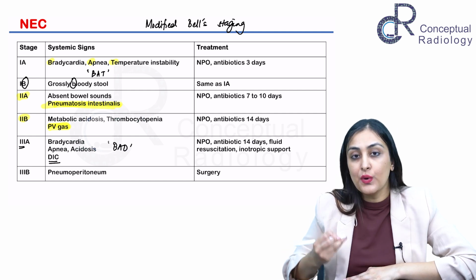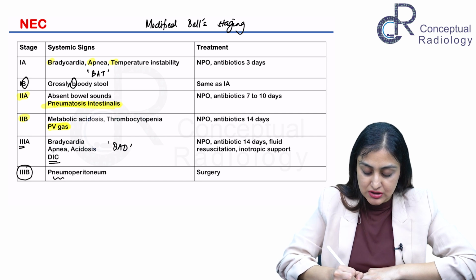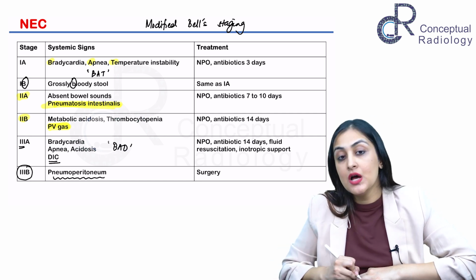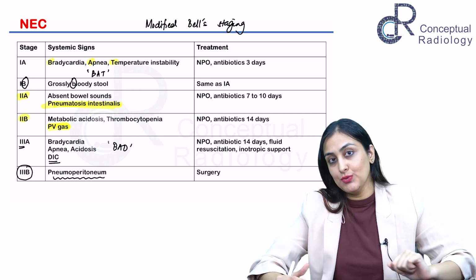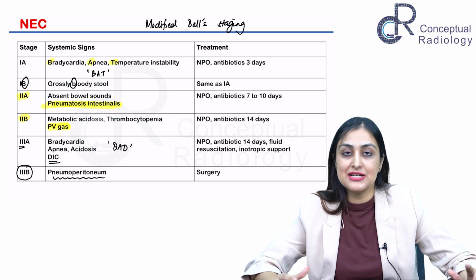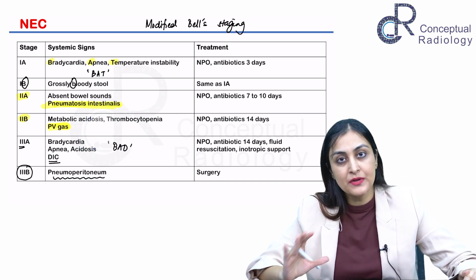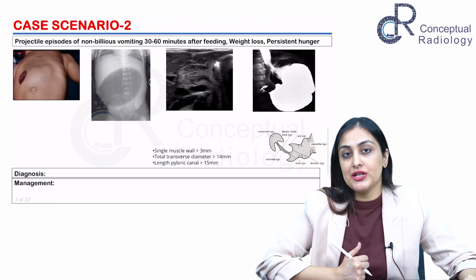Again, at this point, we are doing conservative management, but your patient becomes a surgical candidate the moment there is perforation. So final stage is free air, which is pneumoperitoneum, right? So these are the different stages of modified Bell staging of NEC that we need to be aware of. So this is about NEC. Let's go to the next scenario.